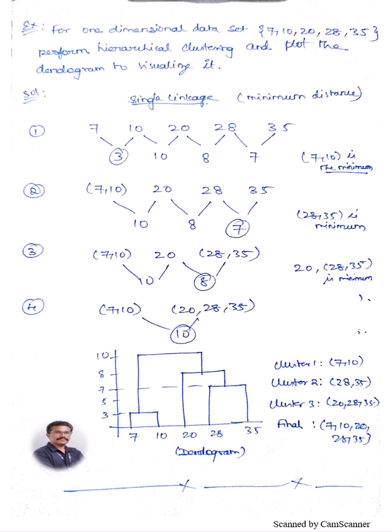In the dendrogram structure, in the first iteration we merge 7 and 10. In the second iteration we merge 28 and 35. In the third iteration we merge 20 with 28 and 35. And finally all individual clusters are grouped into a single cluster. This is the concept behind hierarchical agglomerative clustering. Thank you.